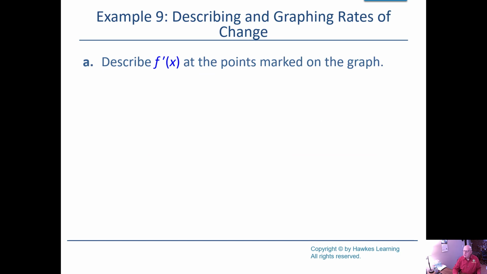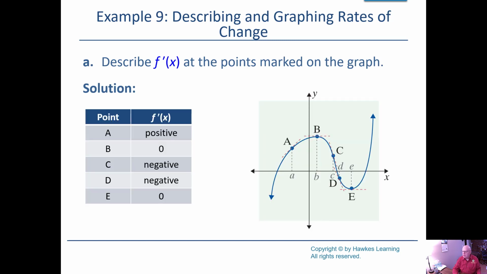So how about f of x at those points marked on the graph? We've got a different graph coming up here. Here's a new graph. It's not the same as the last one. So at A, it's going uphill, so the slope is positive at A. At B, it's horizontal, so the slope is 0. At C, it's going downward, so the slope is negative. At D, it's still going downward, the slope is negative. At E, it's leveled off, it's horizontal, the slope is 0.